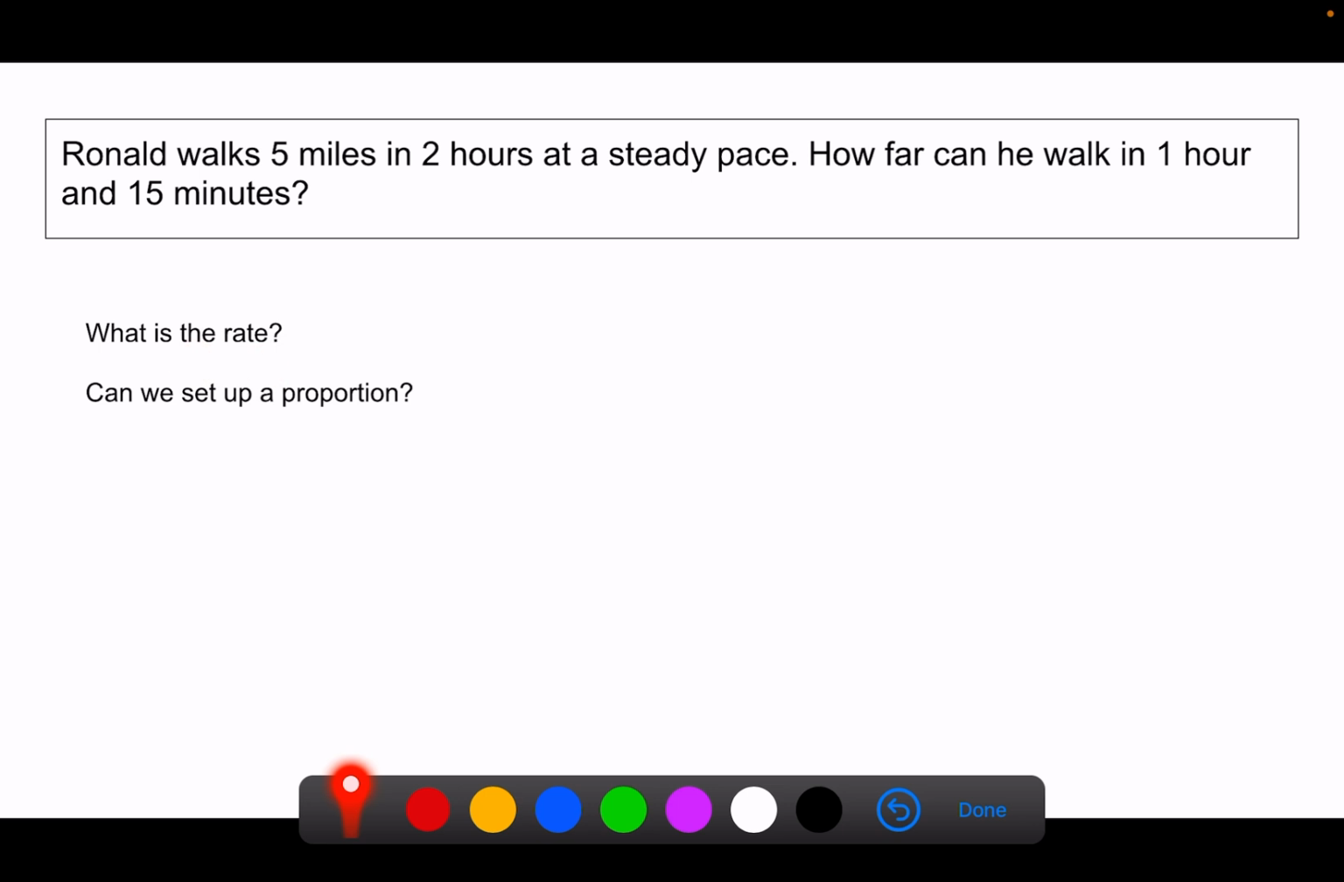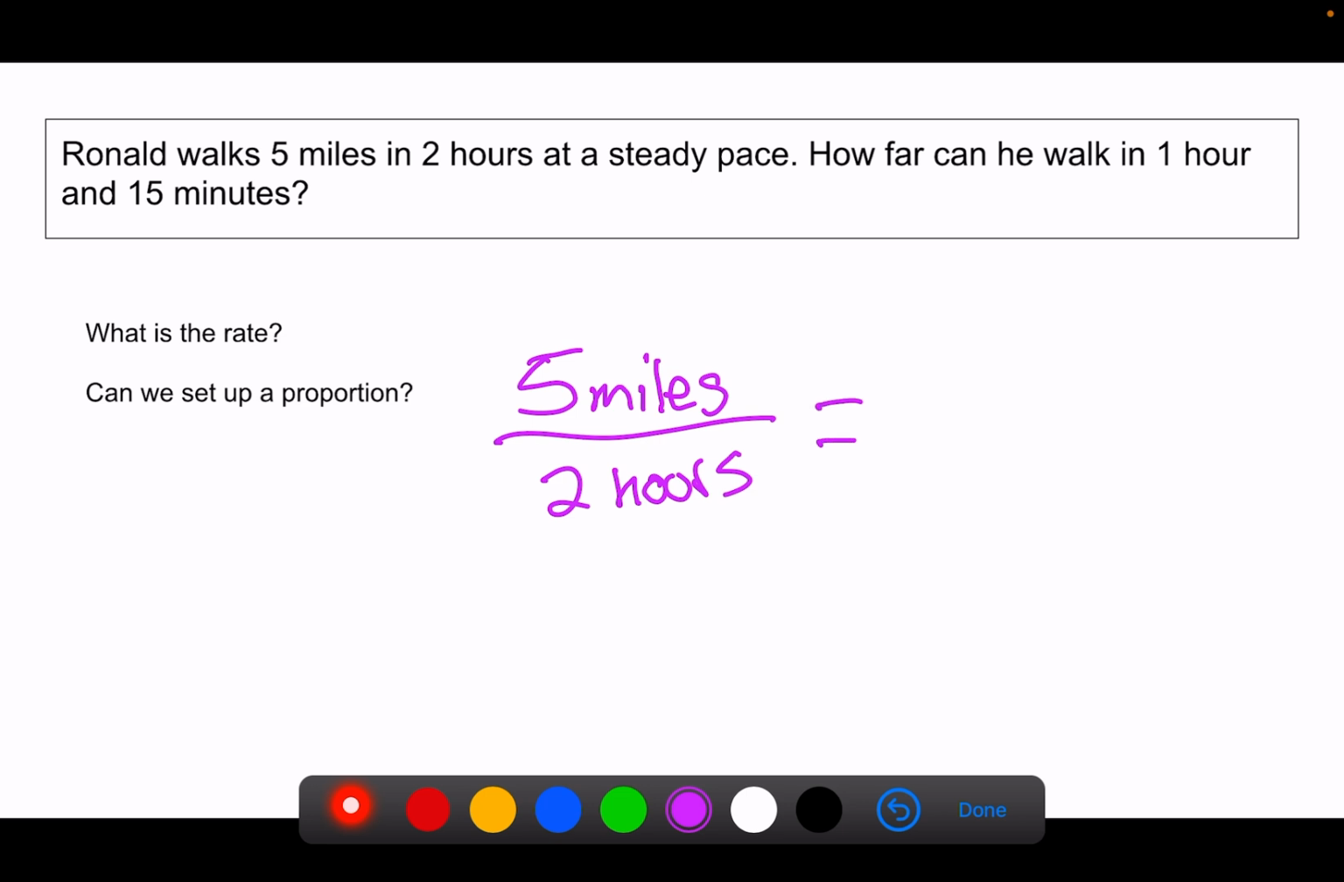Well, what is the rate? Let's set up the rate. The rate is 5 miles in 2 hours. So we set it up as a ratio, call it the rate, and we're going to set up a proportion. Here's the other ratio we want to set up. We're given how far can he walk, so we want to know distance. So we know this will be X miles. Now I know I've got my proportion set up correctly because I have miles here, and here I have hours, and then I'm going to put hours over here too.